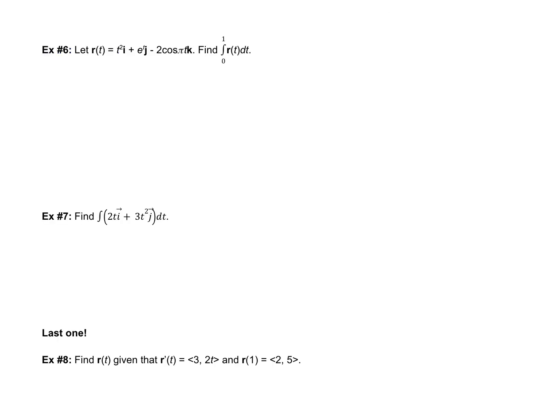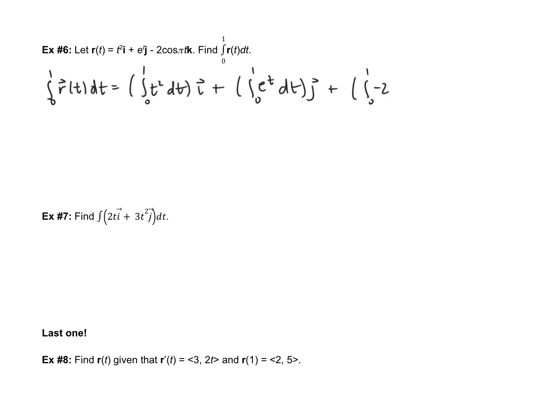Okay, example 6. We have r of t, the r of t we used at the beginning of the video. We are finding the definite integral from 0 to 1. So what that's going to look like, the integral from 0 to 1 of r of t dt. We're going to take the integral from 0 to 1 of t squared dt, and that's times i. Then we're going to have the integral from 0 to 1 of e to the t dt times j. And then we have the integral from 0 to 1 of negative 2 cosine of pi t dt, all of that times k.